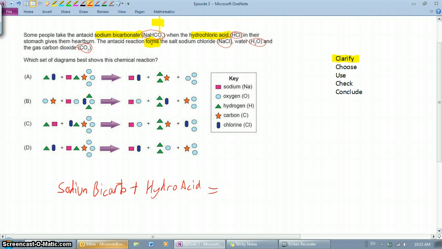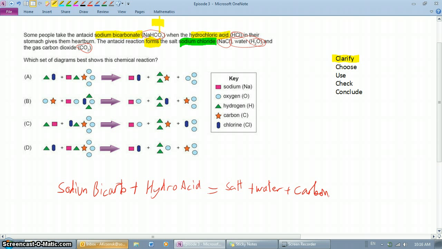equals, as indicated by the formation of the salt sodium chloride. Okay, so I'm just going to call that one salt plus, forms the salt sodium chloride, water, and the gas carbon dioxide. Salt plus water plus carbon dioxide. Can't spell today. So without even knowing anything about the chemistry, I've been able to work out what is going on. I've translated it from English into maths into science.